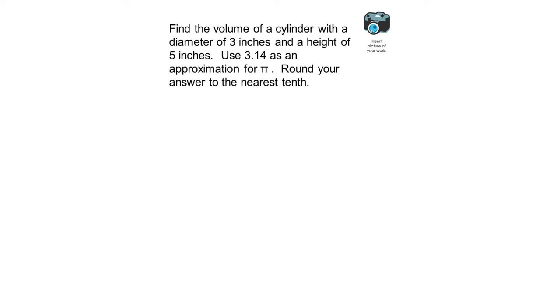Okay, so our first problem: the volume of a cylinder with a diameter of 3 inches and a height of 5 inches. So I always try and draw a picture so I know what I'm starting with. It tells me the diameter, which goes through the center from one side to the other, is 3 inches. And the height, here to here, is 5 inches. Use 3.14 for pi, round your answer to the nearest tenth.